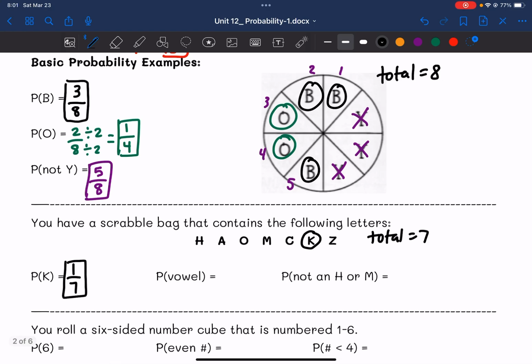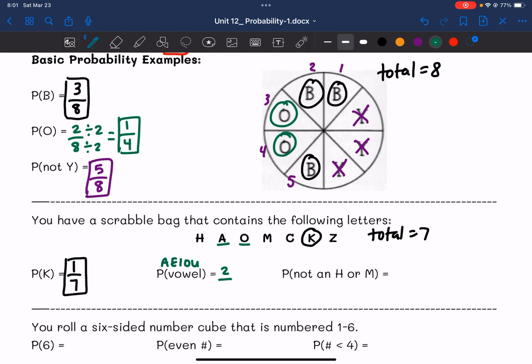Now we have vowels, okay? The vowels are A, E, I, O, U, okay? And if I look here, I have A and I have O. There are 2 out of 7. And again, I cannot simplify this, so I'm done.